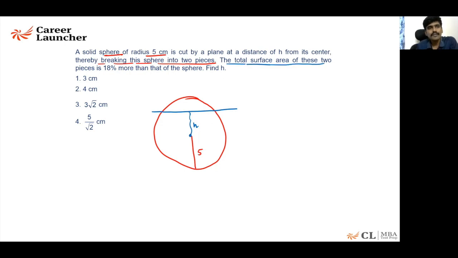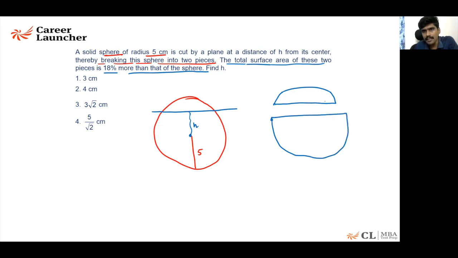The total surface area of these two pieces is 18% more than that of the sphere. So essentially what happens when you break it is you get two pieces like this. Now it is given that the total surface area of these two pieces taken together is 18% more than that of the original sphere. Given that the radius of the sphere is 5, what was the total surface area of the initial sphere? It would have been 4 pi r square, which is 4 pi into 5 square, which is 100 pi. Leave it like that.